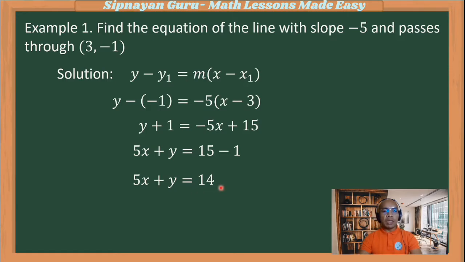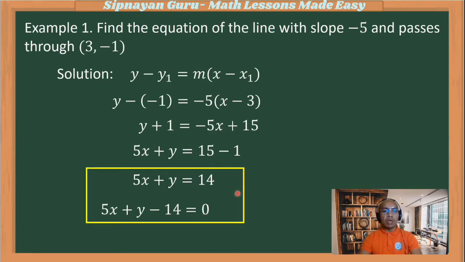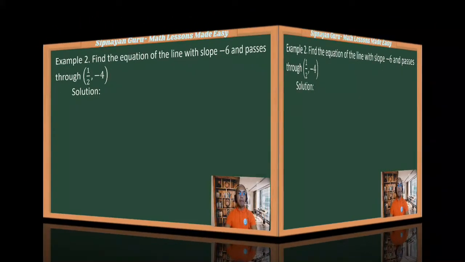If you write this into general form, just transpose the constant to the left and equate that to 0. So 5x plus y minus 14 is equal to 0. So this is now the equation of the line with the slope negative 5 and it passes through point 3 and negative 1. Now let's have example number 2.